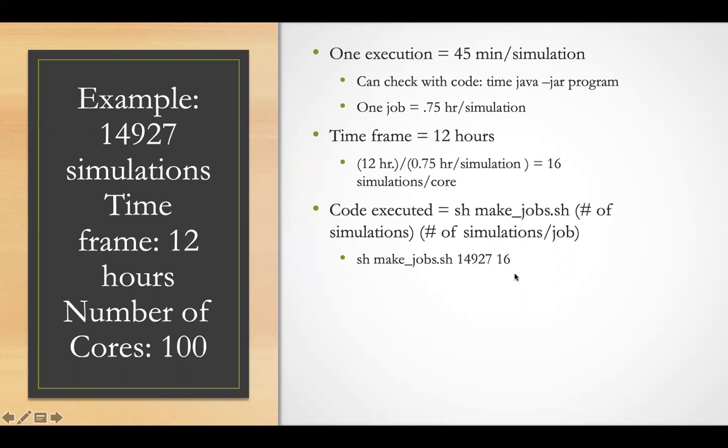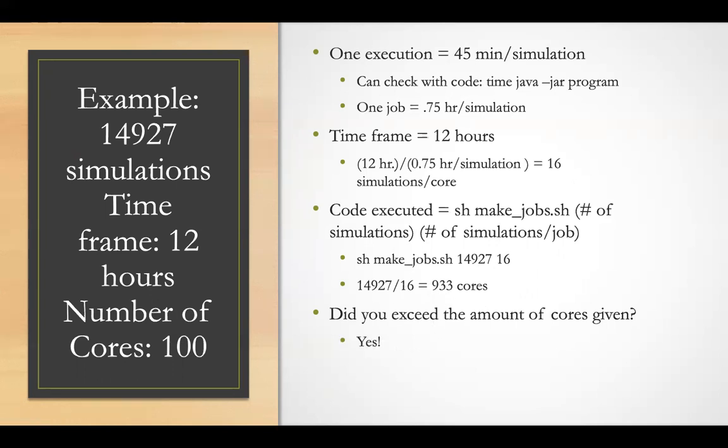But how do we know how many cores we are using when we do this? Well, if you divide the simulations by the simulations per job, you will get the number of cores. So we're using 933 cores. The question is, did we exceed the number of cores given? Well, we were given 100 and we're using 933. So yes, we definitely exceeded the number of cores.